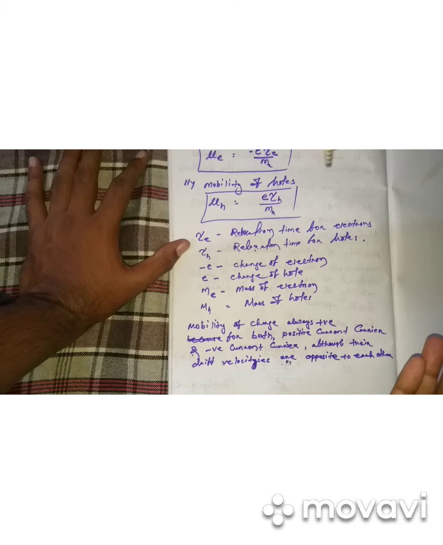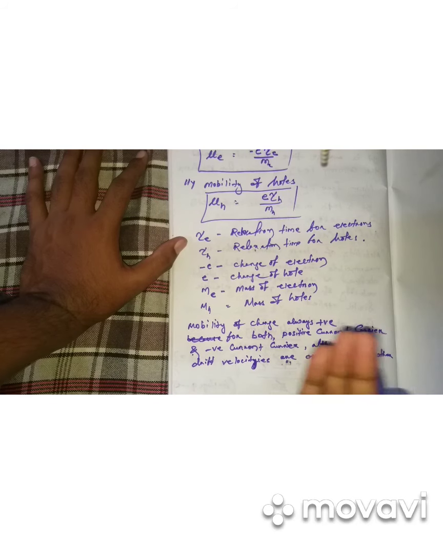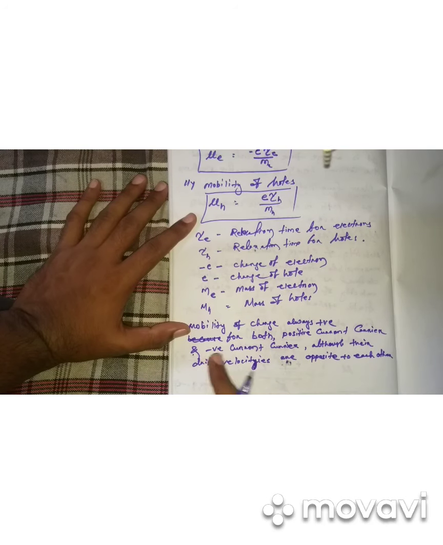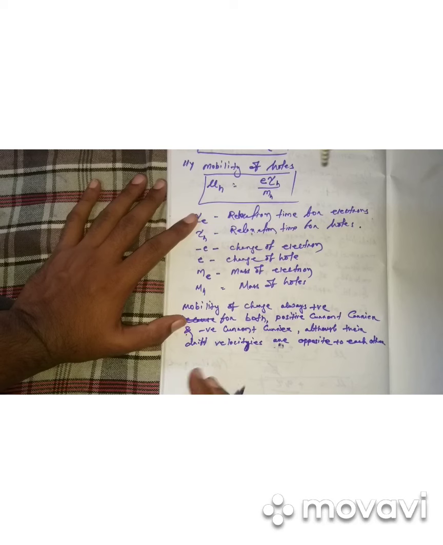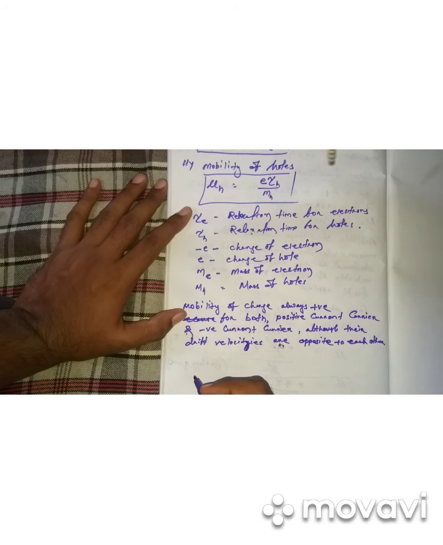Whether it is a positive current carrier or a negative current carrier, its mobility of charge will always be positive. But although their drift velocities are opposite to each other, for electron it is opposite to that of drift velocity of positive current. Clear? That means drift velocity of electron is opposite to that of drift velocity of hole. But mobility is always positive for both positive current carrier and negative current carrier. Clear? Therefore, total current in the conducting material is the sum of current due to positive current carrier and negative current carrier.